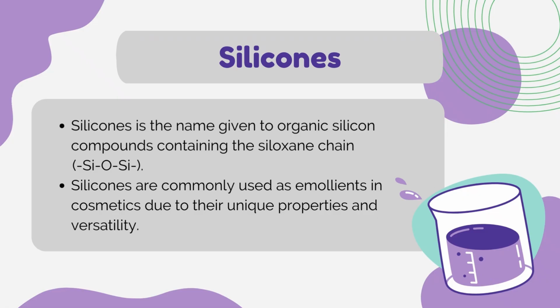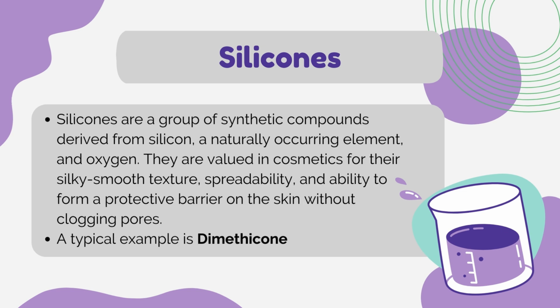Silicones is the name given to organic silicon compounds containing the siloxane chain. Silicones are commonly used as emollients in cosmetics due to their unique properties and versatility. Silicones are a group of synthetic compounds derived from silicon, a naturally occurring element, and oxygen. They are valued in cosmetics for their silky smooth texture, spreadability, and ability to form a protective barrier on the skin without clogging pores. A typical example is dimethicone.